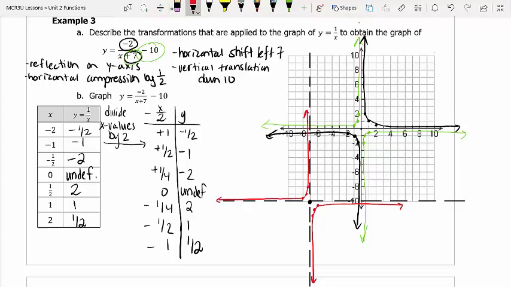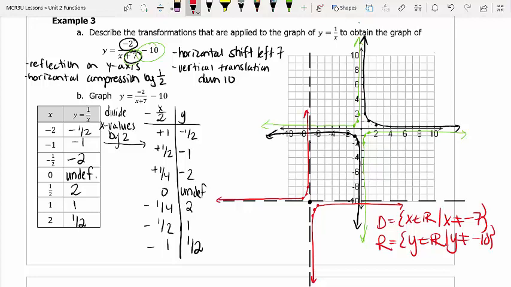Let's state the domain and range for that red graph. Okay, so the domain has a restriction, so x cannot equal -7, because that is where the vertical asymptote is. And the range has a restriction as y cannot equal -10, because that's where that horizontal asymptote is.